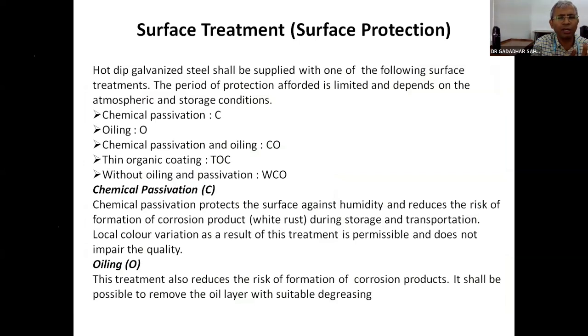See what is happening all over the world: they are positively doing chemical passivation, chromate coating. Nowadays some organic coating also, somewhere people are moving. TISCO is also experimenting with some other set of things. We are doing chromate passivation, and after chromate passivation sometimes I have seen that they ask for oiling, which we do not have. I think we have the facility, but we are not doing oiling.